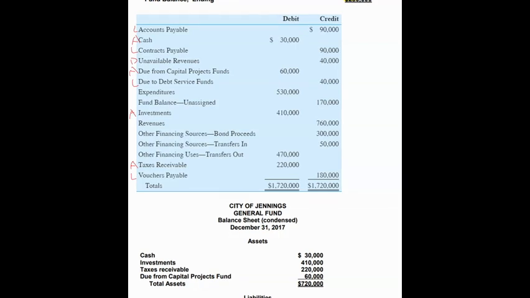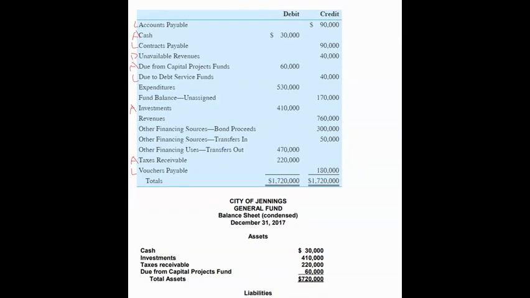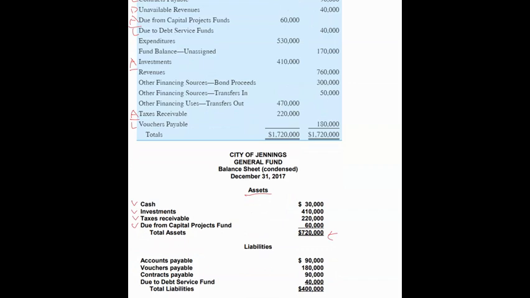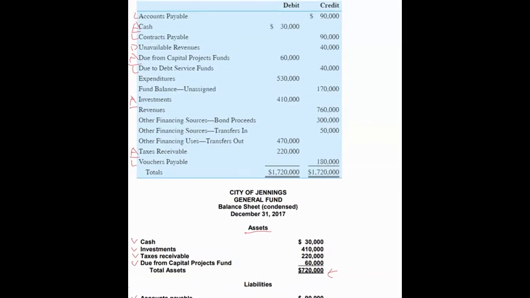All right, so let's prepare the balance sheet. In the balance sheet, we are going to first prepare the assets, including cash, investment, tax receivables, and due from capital project fund, which we just identified here. And then total assets is 720,000. Next is going to be liabilities, including accounts payable, vouchers payable, contracts payable, and due to debt service fund. That's four accounts we identified here: 1, 2, 3, and 4.